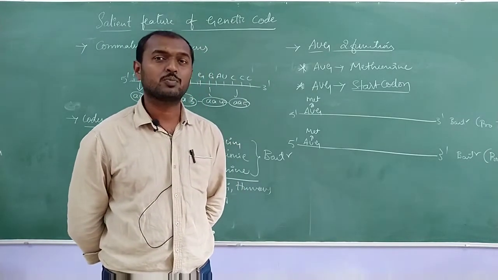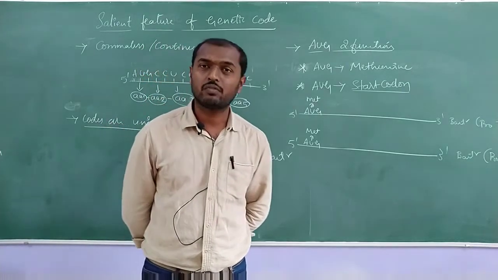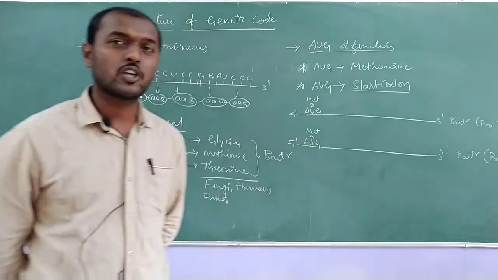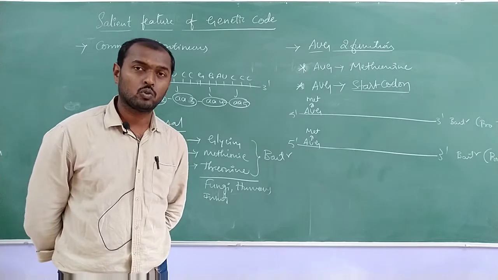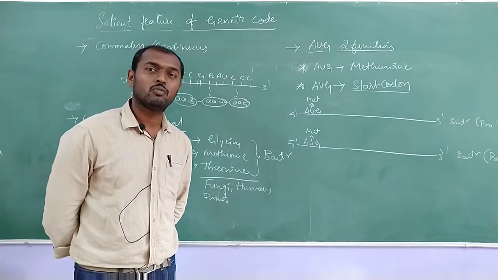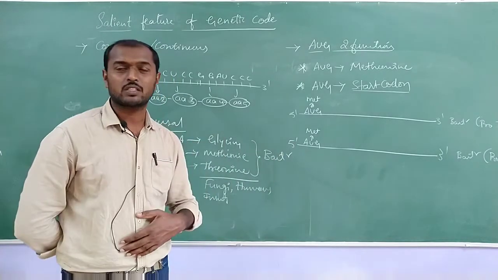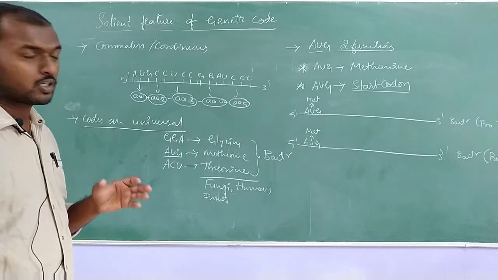This is the last property of the genetic code. So what are the genetic code properties? The first one, the genetic code is a triplet. Second one, one codon is going to code for only one amino acid. That is what we call specific, non-ambiguous.